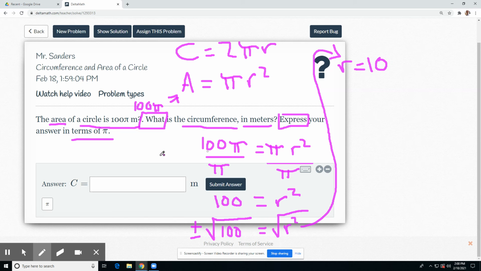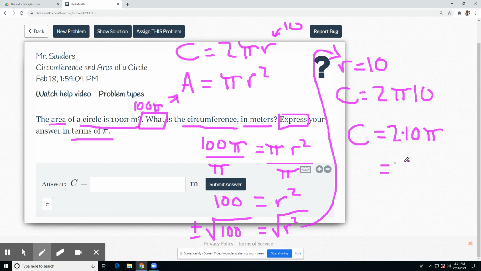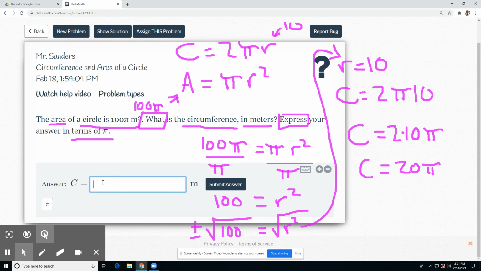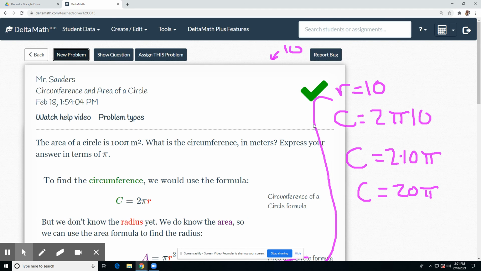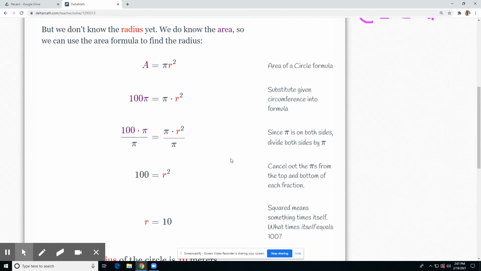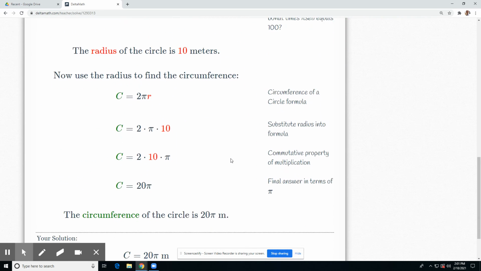Once I have 10, don't forget, we want the circumference. So I'm plugging in 10 for the radius. So circumference is equal to 2 pi times 10. Multiplication is commutative, so it doesn't matter the order in which you do it. So I'm going to move the 2 next to the 10. That turns into a 20 pi, and there's our circumference. 20 pi. And the rest of the problem should be similar. Okay. And they're doing it in a similar style. Yep, find the radius, plug it in, done.